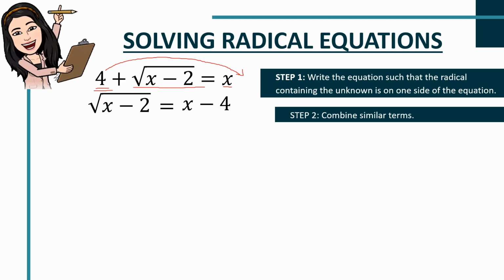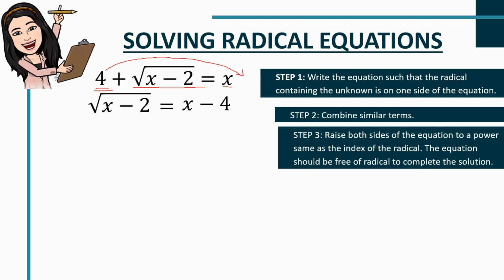Okay. Now, let us combine similar terms. May similar terms ba dyan? Yung x minus 4, pwede ba siyang i-simplify? Okay, hindi po, since ang isa ay variable at ang isa ay constant. So, hindi rin po pwede nating i-combine. So, we will proceed now to our step number 3. We have to raise both sides of the equation to the power same as the index of the radical. So, what is the index of our radical? Yes, we have 2. So, therefore, we will raise both sides of the equation to the power of 2.